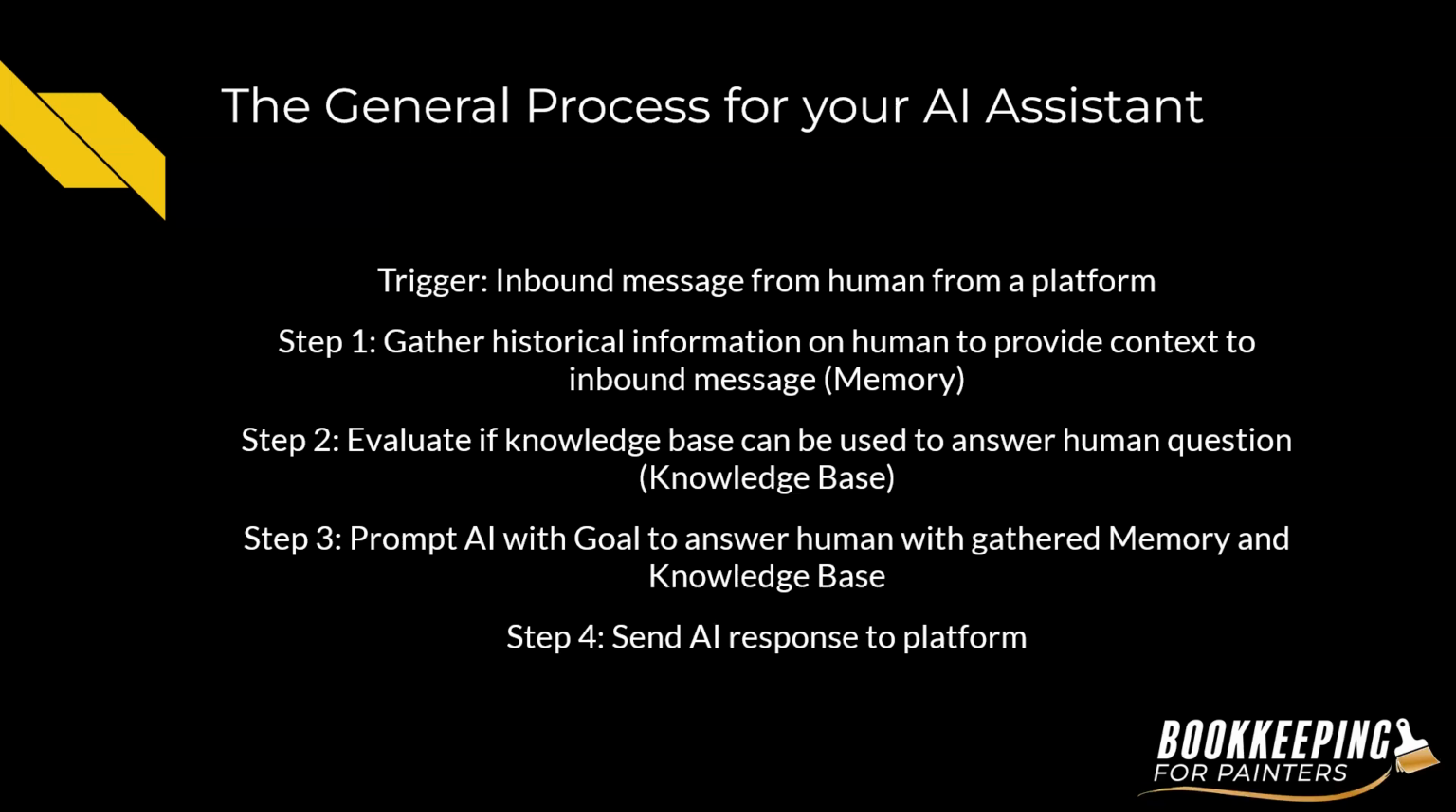So basically, you want your AI assistant to have some context for what is being said. If I ask about brick painting, and then I say, can I have an estimate? It knows that you asked about brick painting previously, and so it can follow the thread of the conversation. Basically, you want it to know the context of what's being said. Step 2, you want the automation to evaluate if the knowledge base can be used to answer the question that was asked, if there was a question.